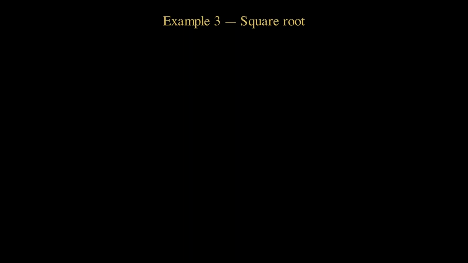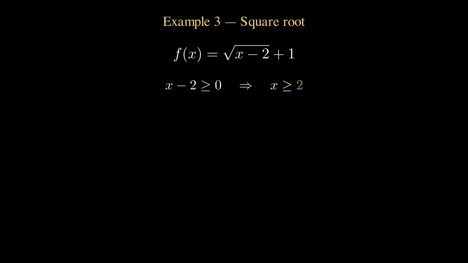Example 3, a square root plus shift. Let f of x equal the square root of x minus 2, plus 1. The expression under the square root must be 0 or positive, so x minus 2 is greater than or equal to 0, which means x is at least 2. The square root itself is never negative, so the smallest output happens at x equals 2, where the square root is 0, and f of 2 equals 1. So the domain is x greater than or equal to 2, and the range is y greater than or equal to 1.